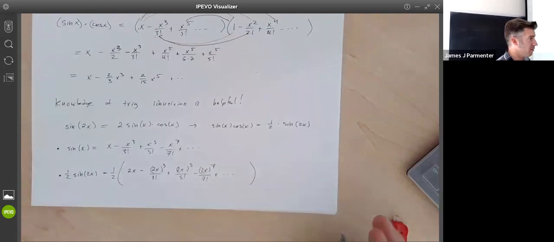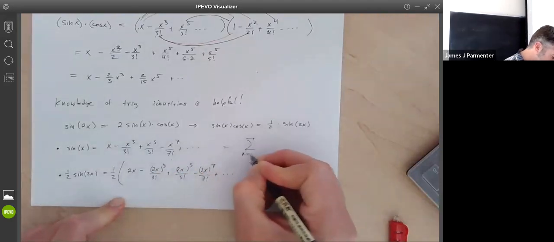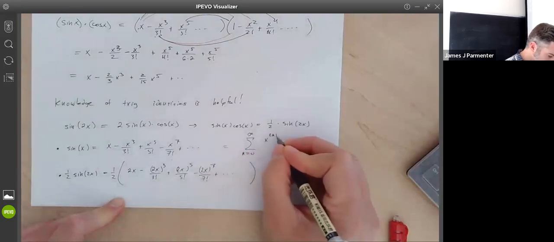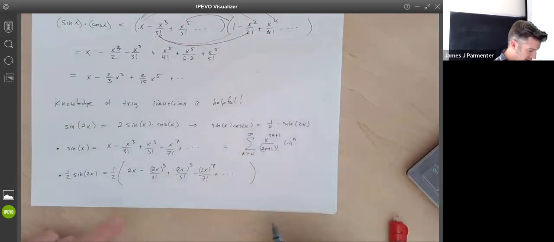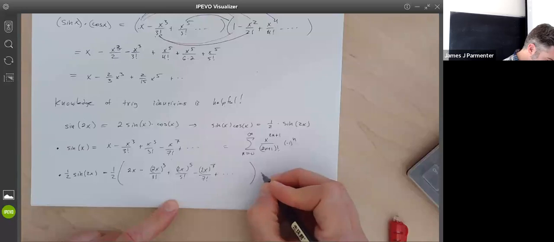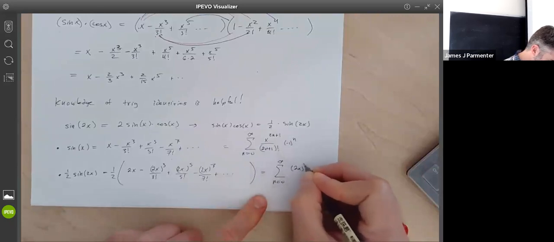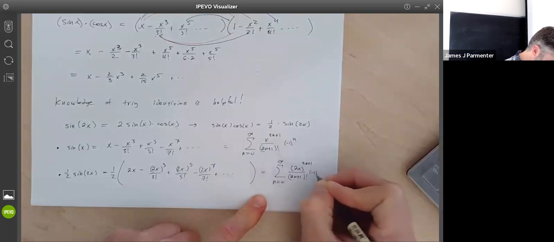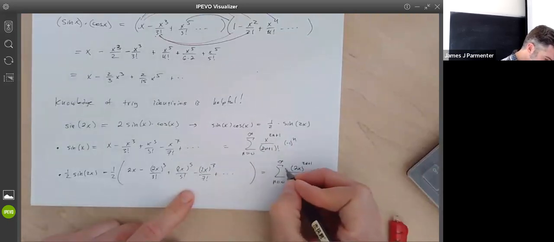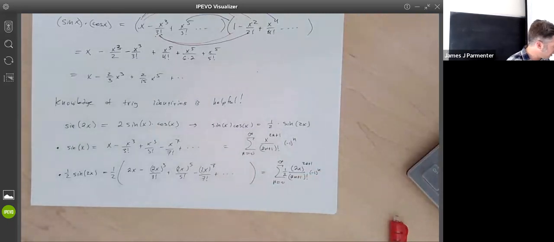And we can even write the formula for it, right? If I know that sine of x, the formula is the sum from n equals 0 to infinity of x to the 2n plus 1 over 2n plus 1 factorial times negative 1 to the n. I'm going to replace the x with a 2x. So I'm going to get the sum from n equals 0 to infinity of 2x to the 2n plus 1 over 2n plus 1 factorial times minus 1 to the n. And then I'm going to also multiply it by 1/2. That's it. Kind of cool. It's actually really cool. It's very powerful, which is neat.